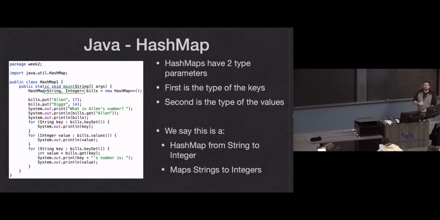So this is a HashMap of String to Integer, or a HashMap that maps Strings to Integers. Those are kind of the two ways I like to say that. Usually on a homework, I'll say, write a method that returns a HashMap of String to Integer. That's usually the way I would word it on a homework doc.